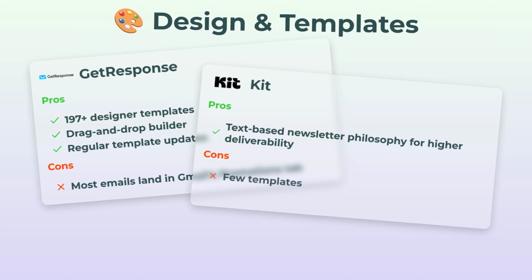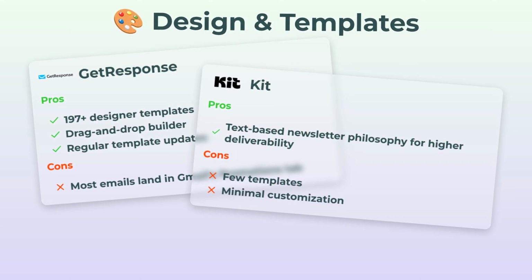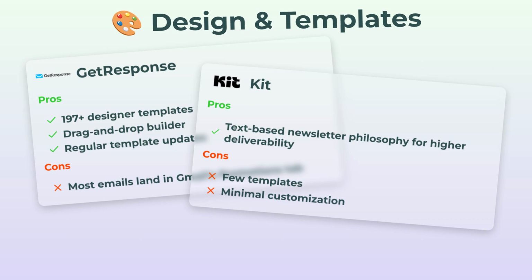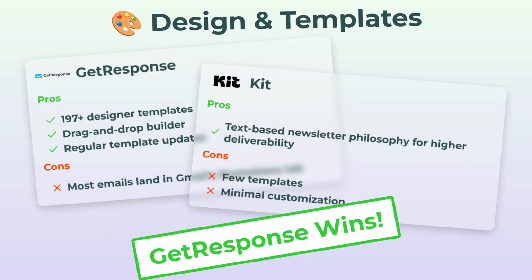Now, Kit's all about that minimalist, text-based vibe. Higher deliverability for sure, but the catch? Not a lot of templates or customization. You're really locked into their style. Still, if you love options, GetResponse is the clear winner.